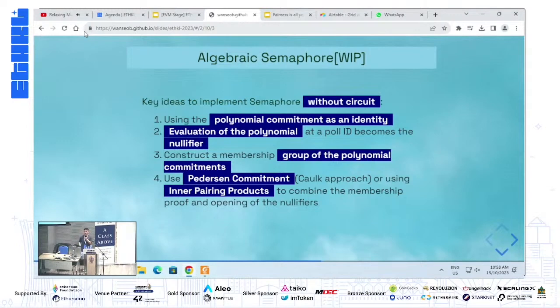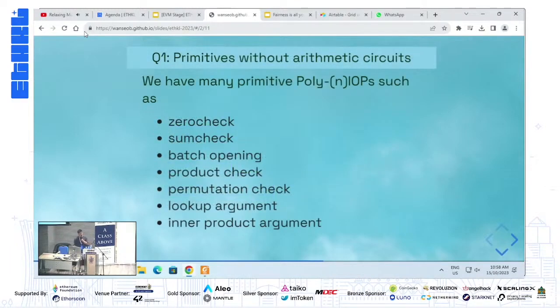Also, you are evaluating that, but what we would like to do here is hide which polynomial commitment you are using to make that formal identity. So actually, yeah, there is potential that we can re-implement those kinds of things using only polynomial equation identities without circuits.